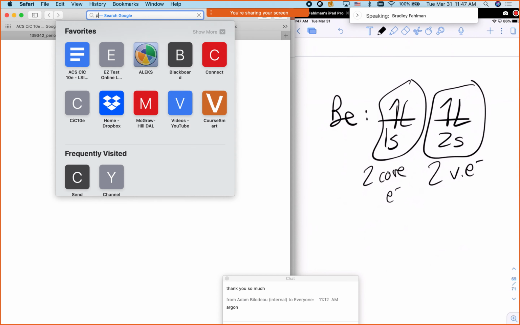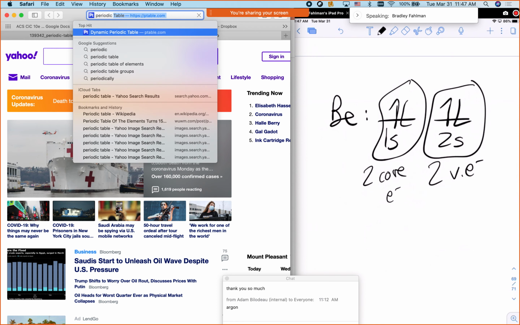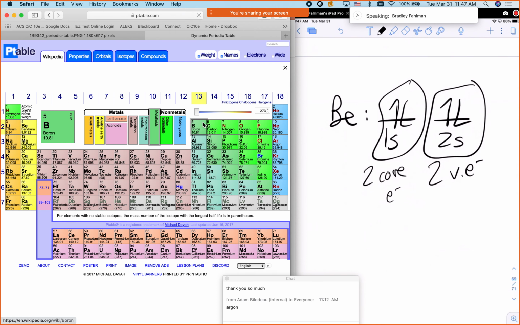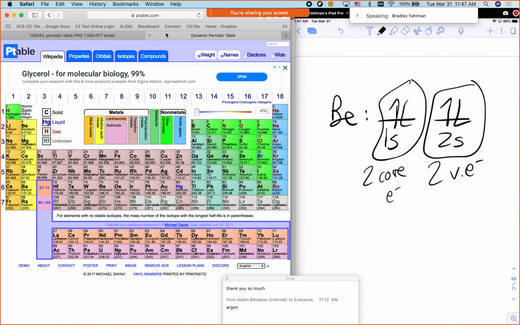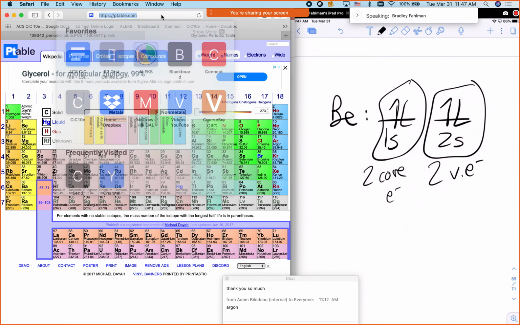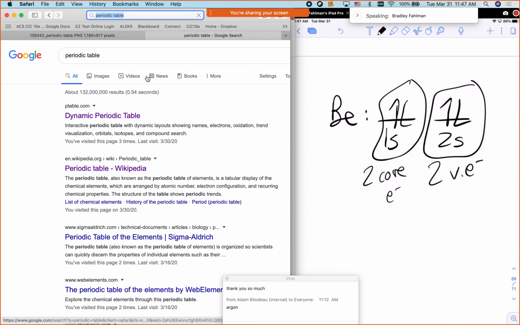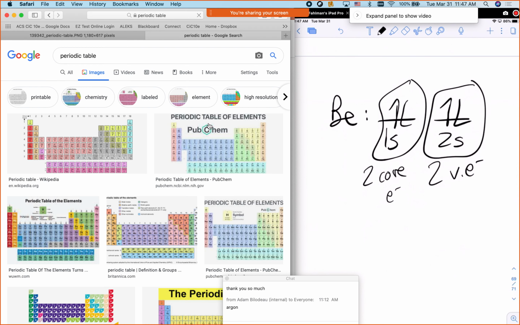So let me just pull one up here. Periodic table. That one doesn't, but I'm sure you've seen it. Just search images. I think this one, yeah.